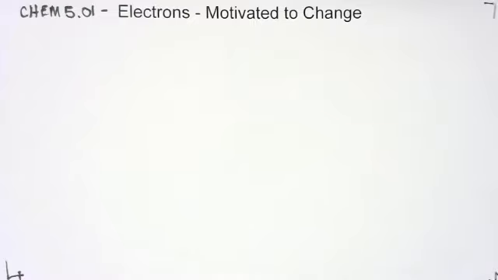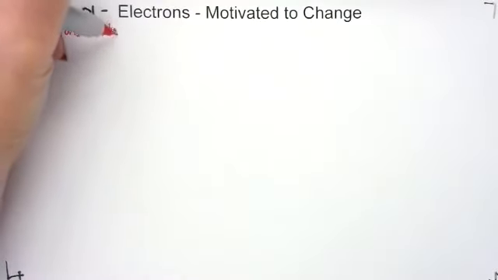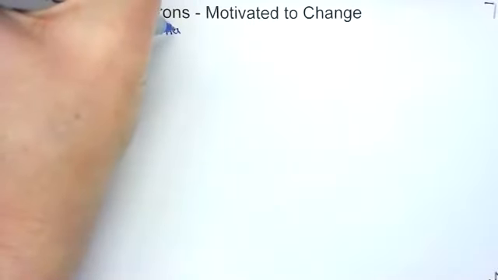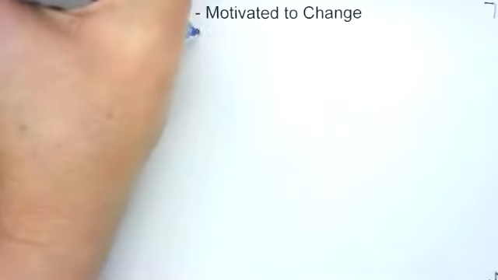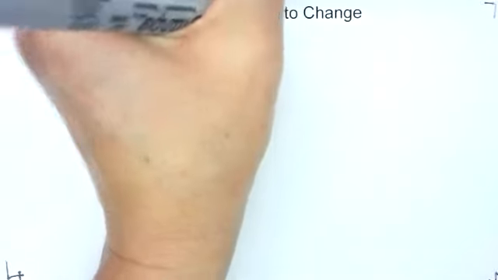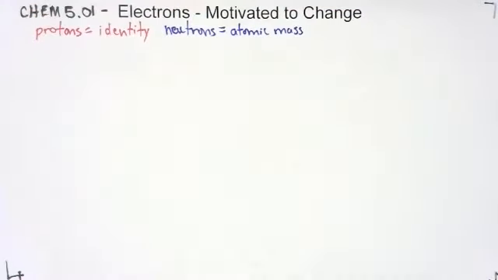We have talked about the fact that protons are an element's identity. In chapter 3, we talked about the fact that neutrons contribute to mass. So neutrons, N-E-U-T-R-O-N-S, are tied to the atomic mass and isotopes. Well, when it comes to behavior, it's all about electrons.